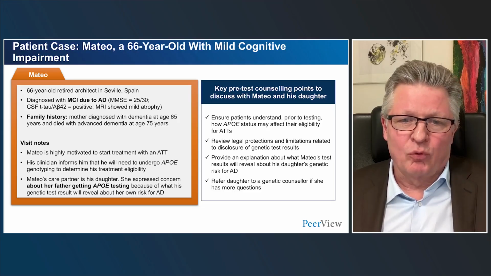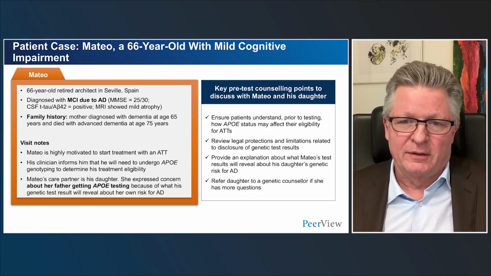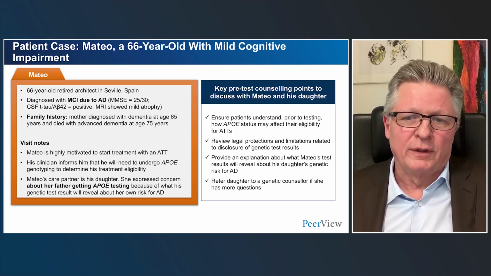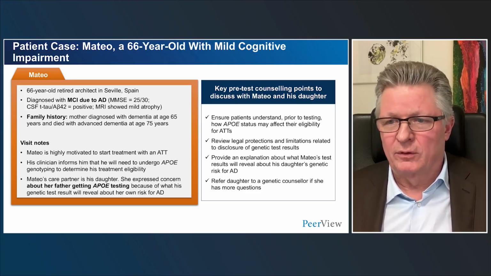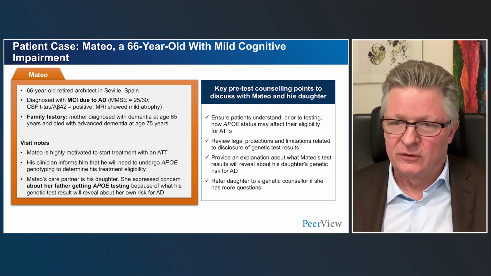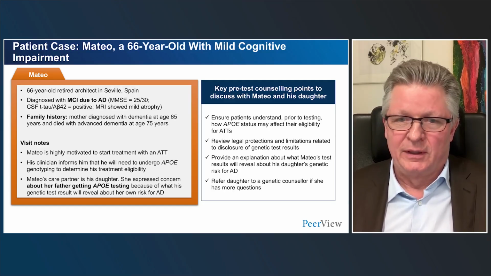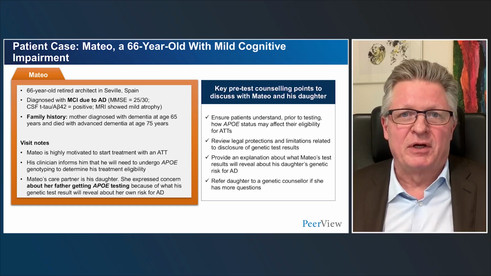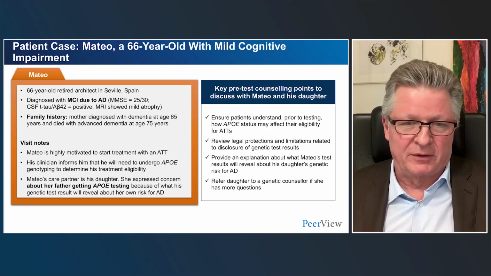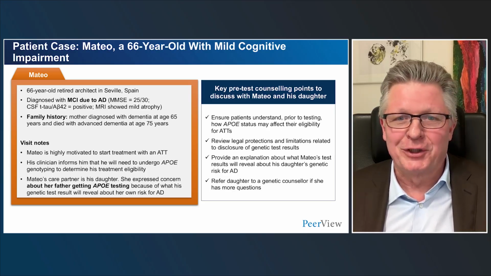I think it's very important here to have very good counseling, as mentioned here on the right side, on the last bullet point, to really clarify what actually a risk is. For example, APOE4 heterozygote is not a very high lifetime risk for Alzheimer's disease. So it does not have to be a very worrisome result which comes out of this testing for this care partner, for this daughter of Mateo.